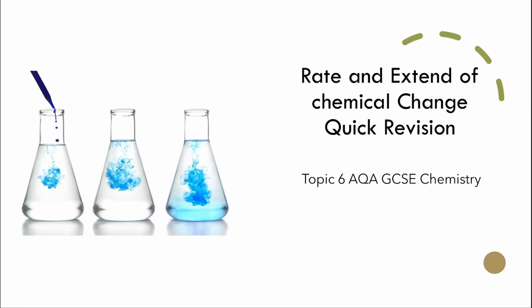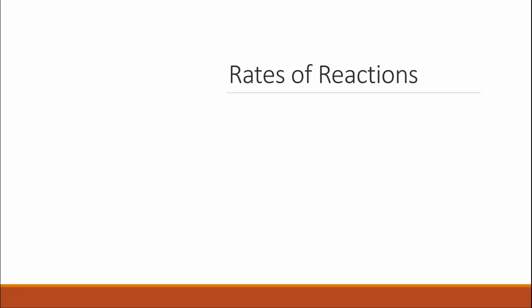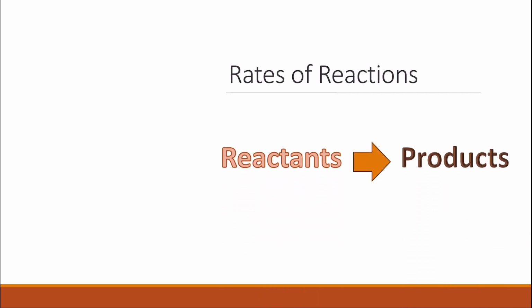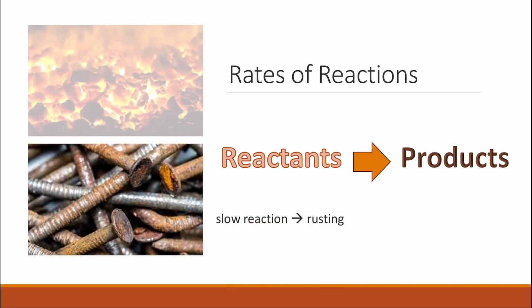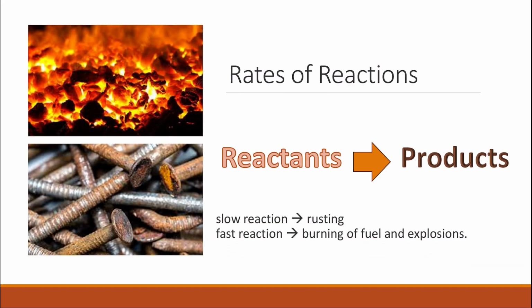This is a quick revision of Topic 6, AQA GCSE Chemistry, Rate and Extent of Chemical Change. So what is the rate of a reaction? The rate of a reaction is how fast reactants change to give products. There are some slow reactions like rusting, and there are also fast reactions like the burning of fuel and explosions.